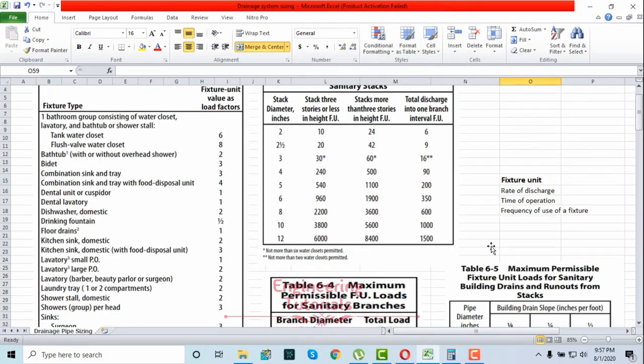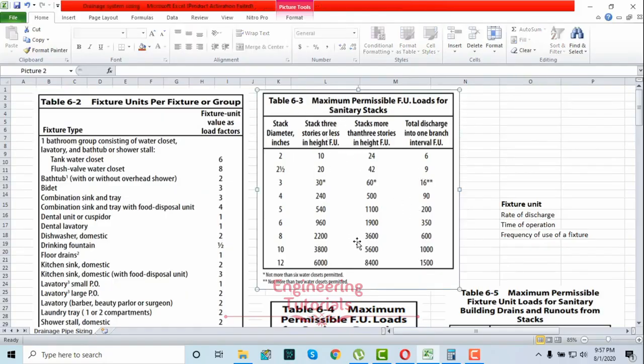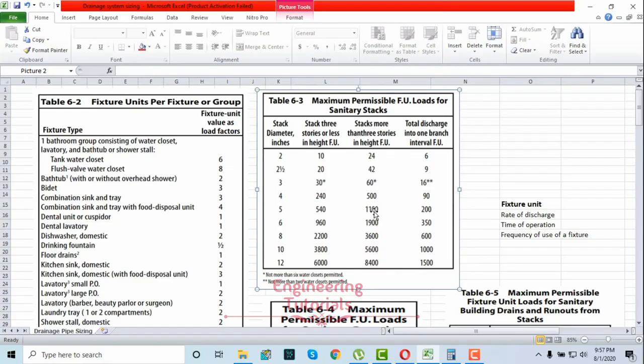So as I told you, to calculate the stack pipe size, we have to use this Table 6-3. Total fixture unit value for more than 3-story stack, more than 3 stories, we have to use this column because we have a 9-story building. So we have total fixture unit value is 1250. 1250 is in between 1100 and 1900. So obviously we'll go for the higher value, so we'll go for 1900. So for 1900 you can see that 6-inch pipe size.